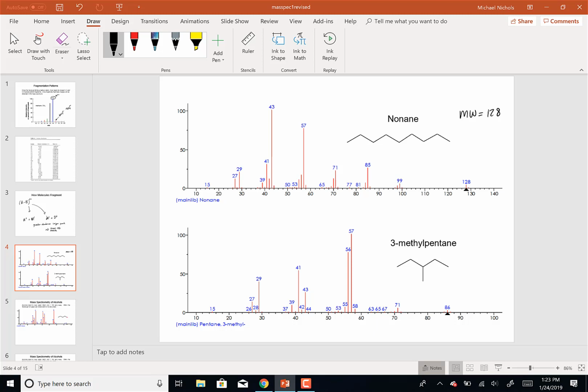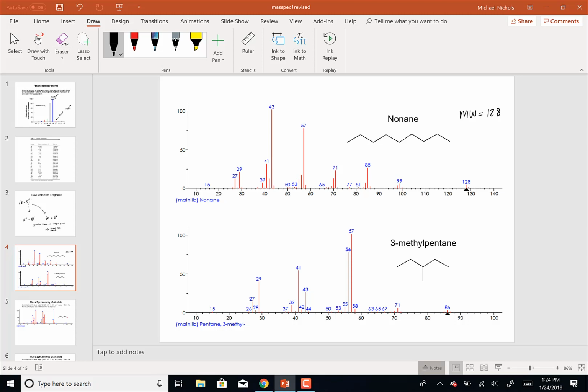Okay? So we can start to think about what these fragments are, and we can think about them in two ways. Let's say the peak at 99. We could ask, what is that peak at 99? I could try to take this structure and figure out what bond to break so that it adds up to 99.